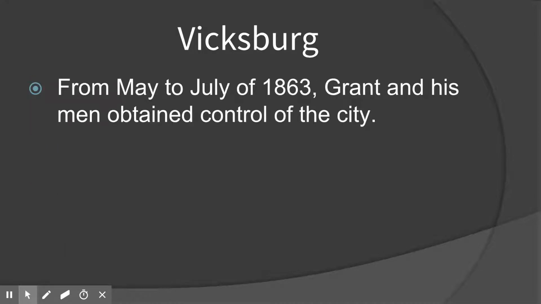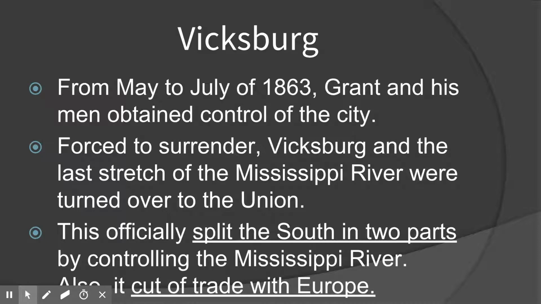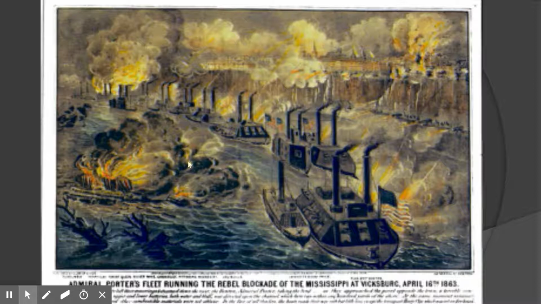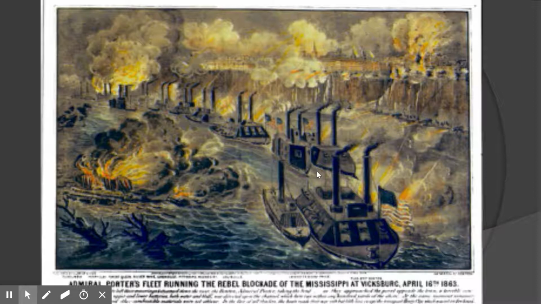This battle will last from May to July of 1863. Grant and his men will eventually gain control of the city, forcing the South to surrender, and as a result, the Union will gain the last stretch of the Mississippi River. So why is this important? The Union wins first and foremost, but it'll officially split the South into two parts, and it cut off trade with Europe. So we see, again, the cliffs up here. We have that strangulation concept going on by the North with ironclads.